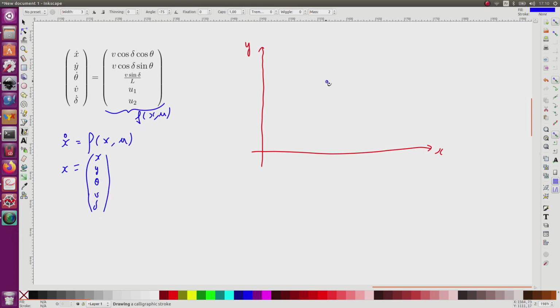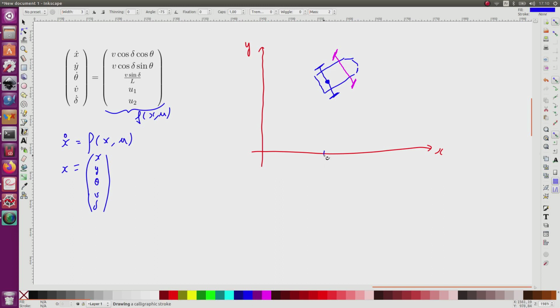X, y is the center of the back axle, like this. So these are the two wheels. This is the car. I will draw it like this. And I have the front axle like this, and the two front wheels like this.